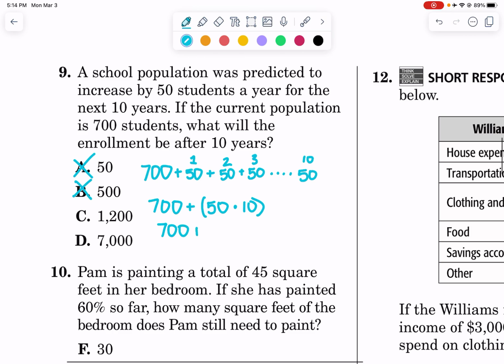50 times 10, I need to do that first. It's multiplication and it's in parentheses. 50 times 10 is 500. And 700 plus 500 is 1,200, or C.